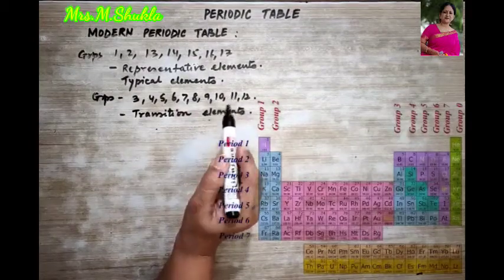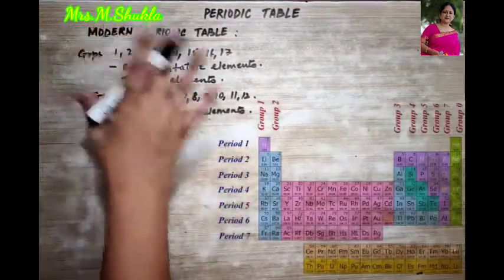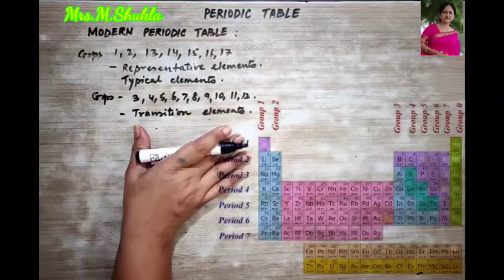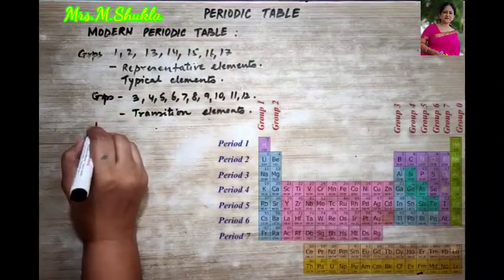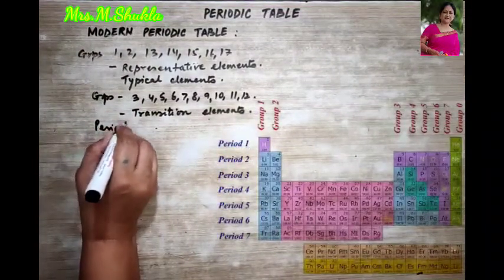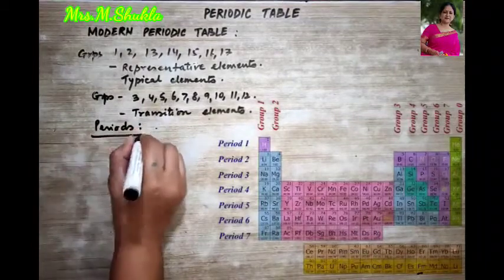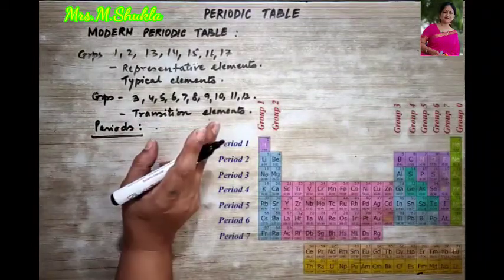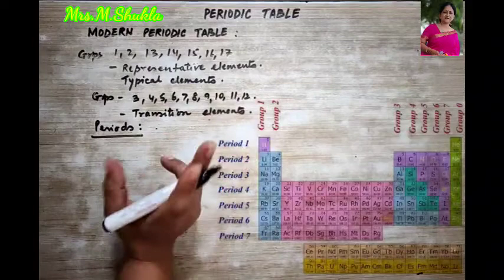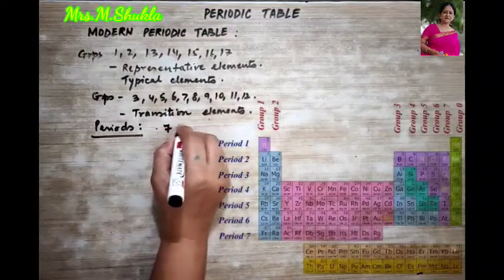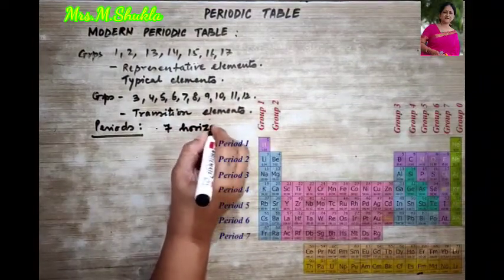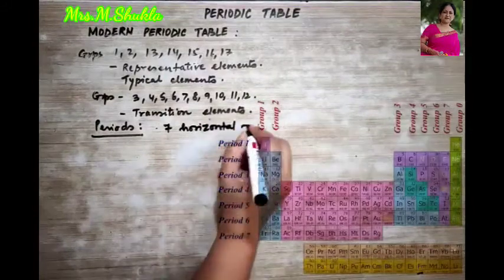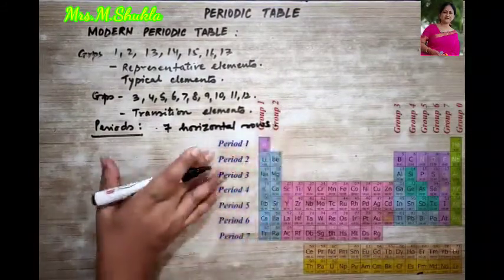Then now we come to periods. I hope everything about groups is very clear to you. Now we talk about periods. What did I tell you about periods? They are the horizontal rows. How many horizontal rows? 7 horizontal rows are termed periods.